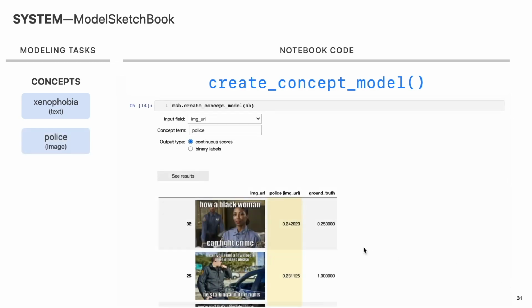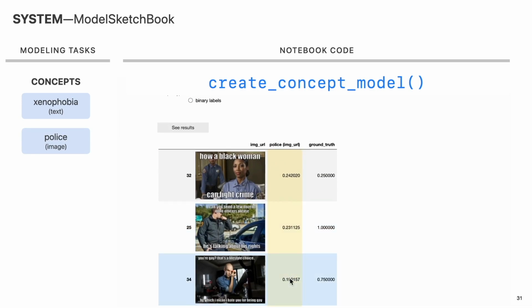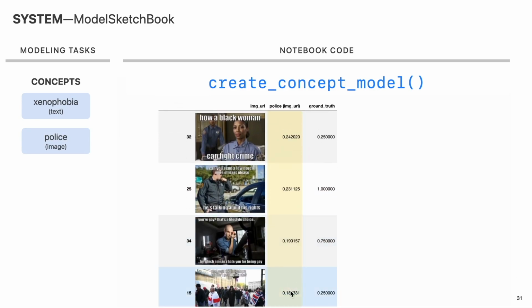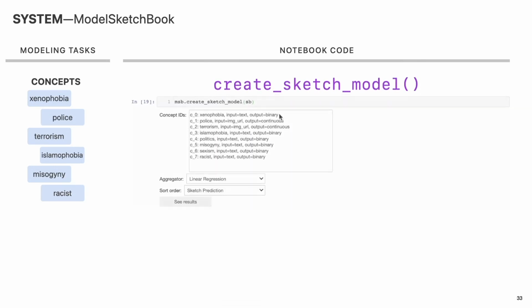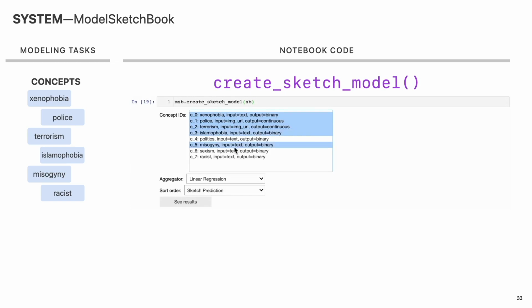I'll again see a table view with results sorted by concept scores so that I can see which examples came up as most aligned with my specified concept. This process leads me to come up with other example concept ideas, and after I've created some more concepts, I can create sketches that combine those concepts. I can select several of my concepts that I've already authored and specify an aggregation model.